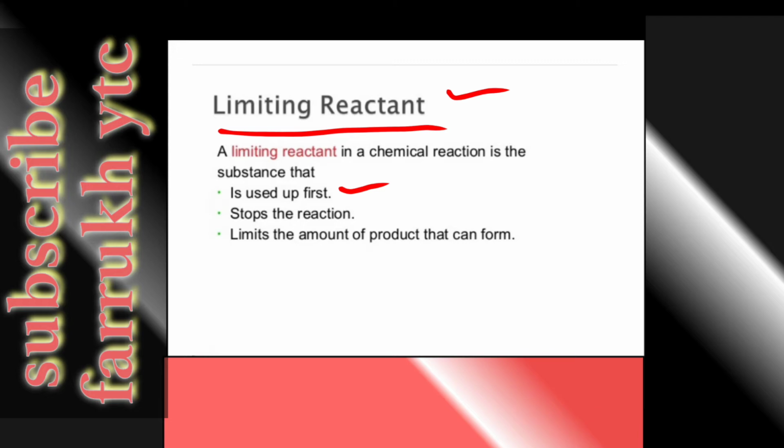The second point is that it stops the chemical reaction, because when a reactant is used up first, the other reactant will stop reacting. The third point is that it limits the amount of product, because the rate of reaction depends only on the limiting reactant. If the limiting reactant is completely consumed, then the reaction stops and the product formation will also stop. So it has a total of 3 points: it is used up first, it stops the chemical reaction, and it limits the amount of product.